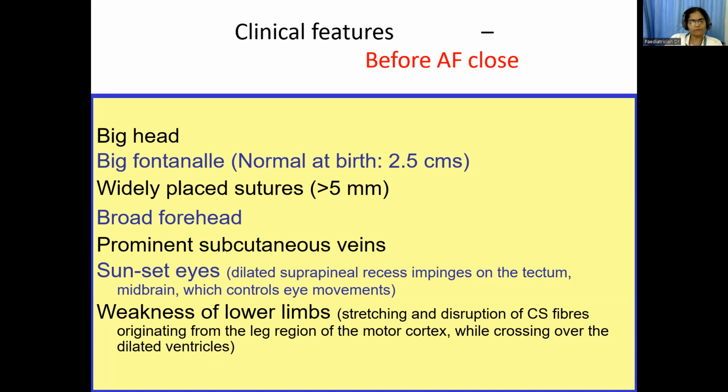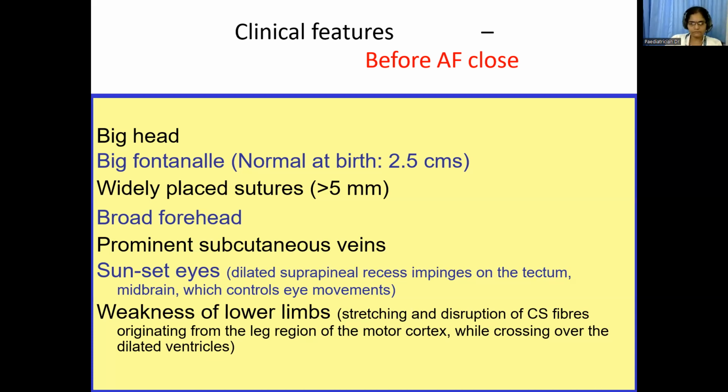So I want you to remember this is an important sign, the sunset sign, meaning maximum amount of sclera is seen but lesser amount of cornea is seen. This is because of the dilated suprapineal recess impinging on the tectum of the midbrain, which controls the eye movements.